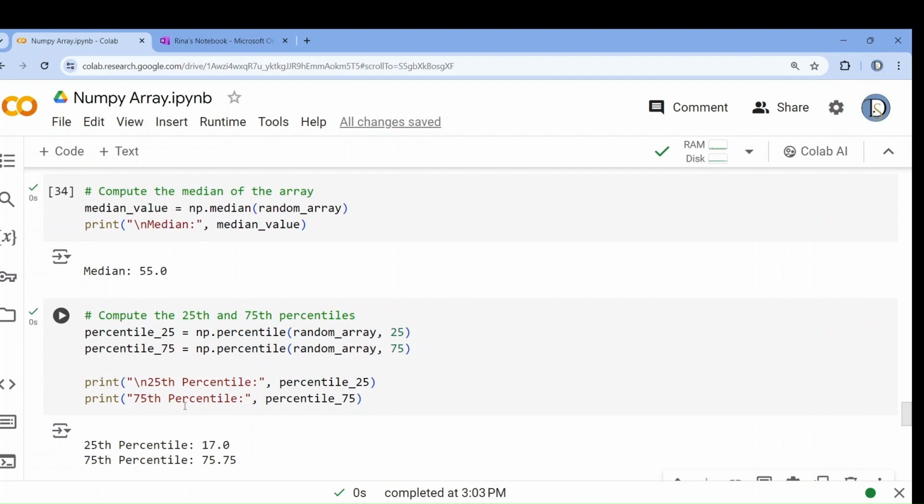Okay, so we have completed the basic things of NumPy array, but there are many other functions. But if you understand the basics, then you will be able to apply others also. Okay, bye, happy learning.